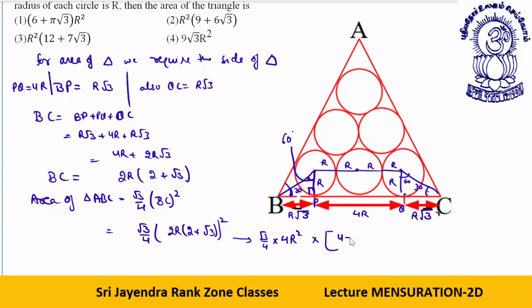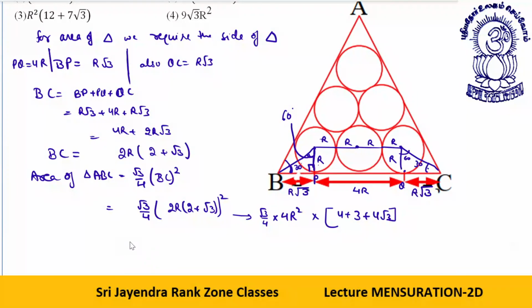2 plus root 3 square is 4 plus 3 plus 4 root 3. 4 and 4 cancel. This gives you, finally, R square into root 3 into 7 plus 4 root 3. Or you can say R square into 12 plus 7 root 3. This is your answer. I hope I'm clear with this. Fine.